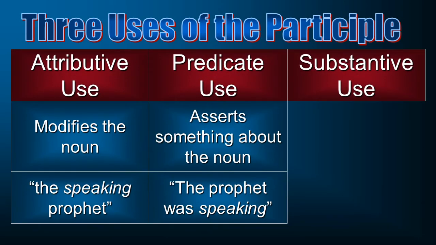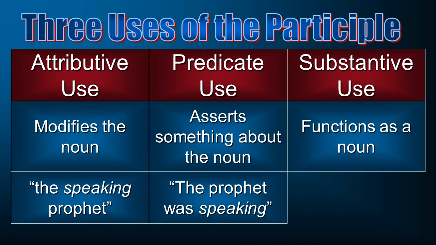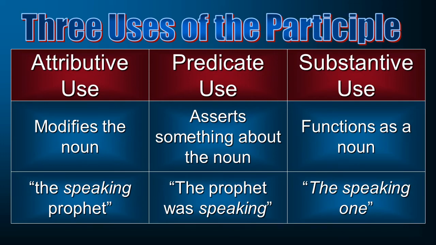We have the attributive, the predicate, and finally the substantive use. It functions as a noun. See, in the predicate use, it was actually almost functioning like a verb. Now it's going to be functioning as a noun. Here's an example. Instead of the prophet was speaking, it's the speaking one. But notice the word prophet isn't there, so you can actually take the noun away, and the participle will function as if the noun was there, but it doesn't need to be.